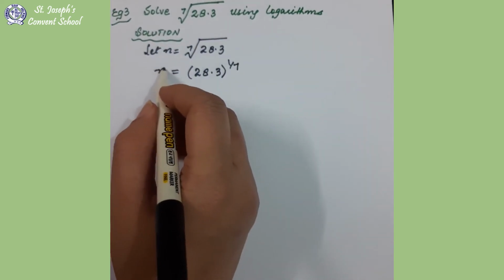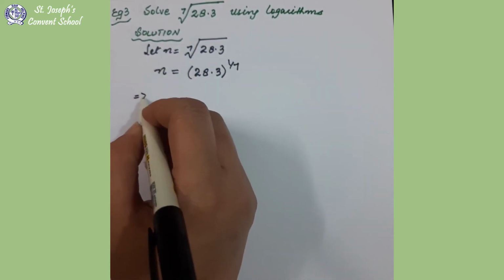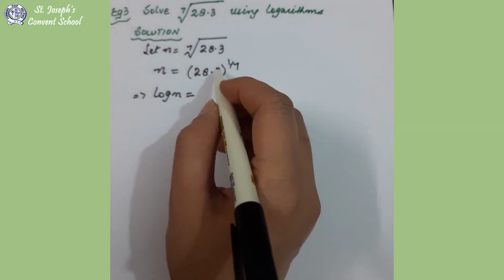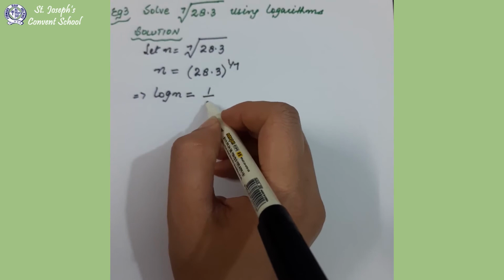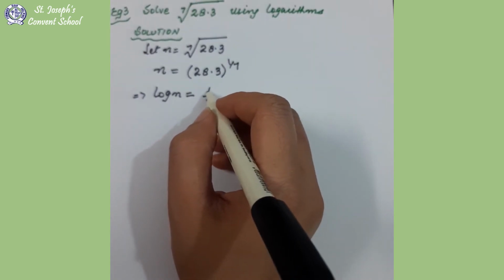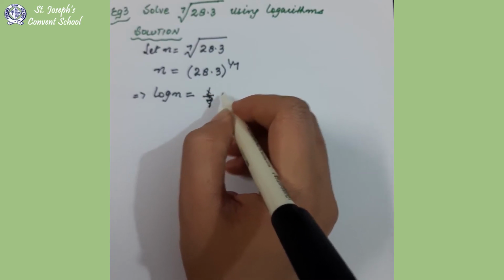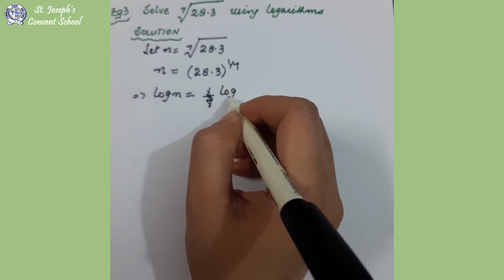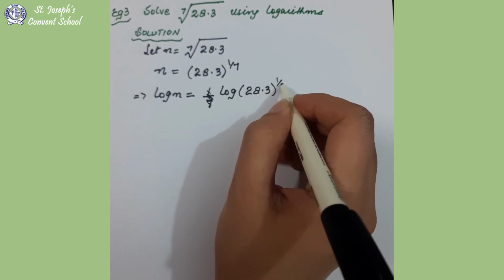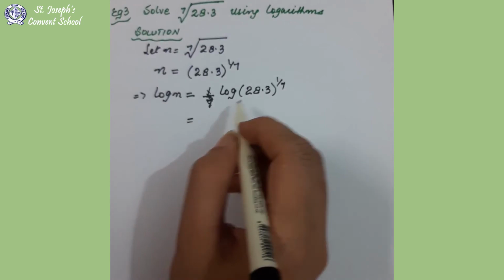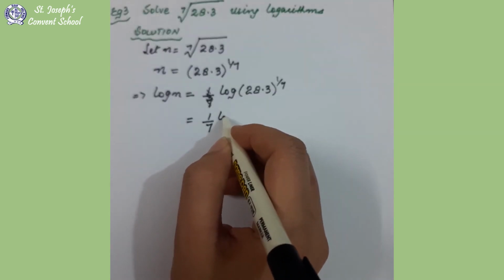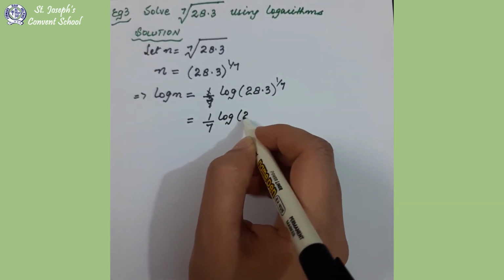This is n. Now take log on both sides, so this will become log n equals to... Power always is written before log. 1 upon 7... wait, first let me write the log. Log 28.3 power 1 upon 7. Now in this step we will write 1 upon 7 before log. 1 upon 7 log 28.3.